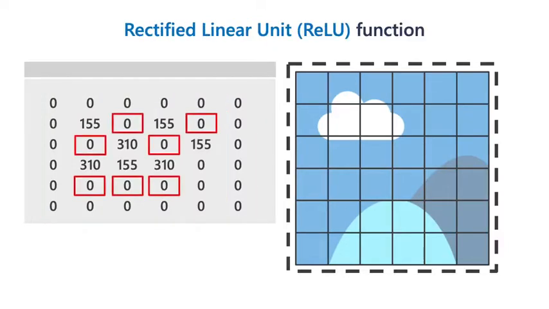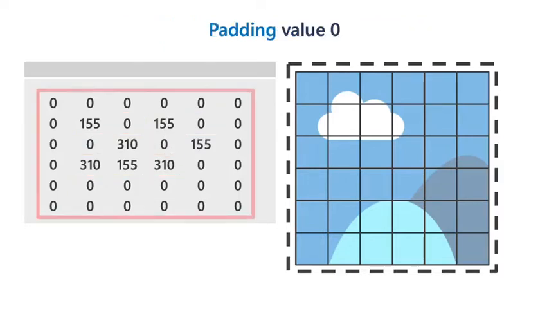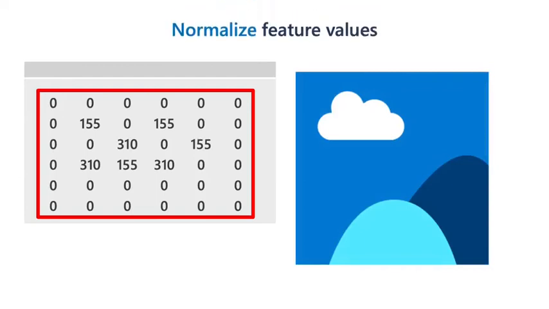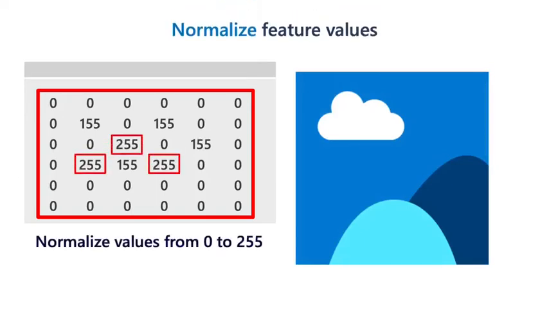The output of the convolution is typically passed to an activation function, which is often a rectified linear unit function that ensures negative values are set to 0. The resulting matrix is a feature map of feature values that can be used to train a machine learning model. It's important to note that the values in the feature map can be greater than the maximum value for a pixel, which is 255. So, if you wanted to visualize the feature map as an image, you would need to normalize the feature values between 0 and 255.